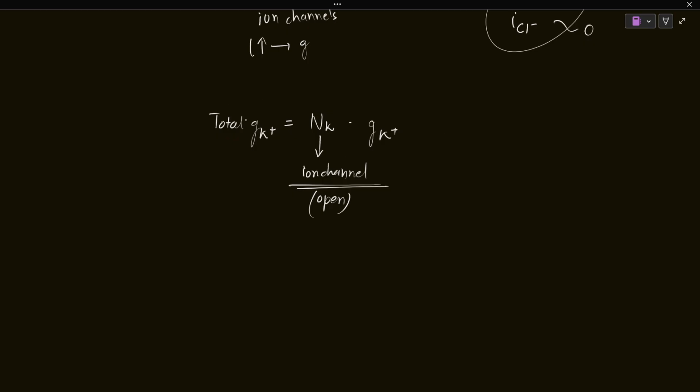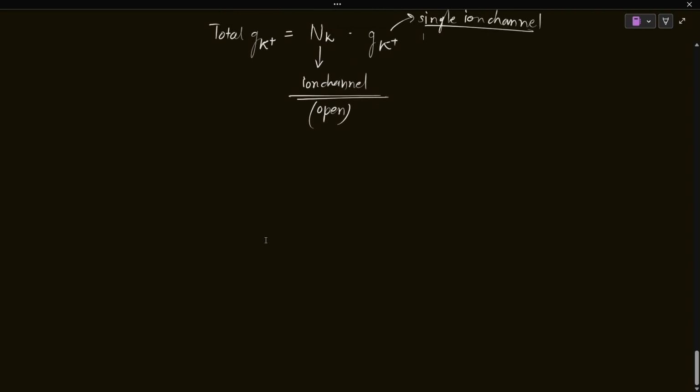So total conductance for potassium ions is Nk times the conductance for a single ion. So this is for a single ion channel. Whatever conductance a single ion channel has, that is multiplied by the total number of open channels. This is how the conductance and the electromotive force properties tell us that the ions move across the membrane and create the ionic currents.